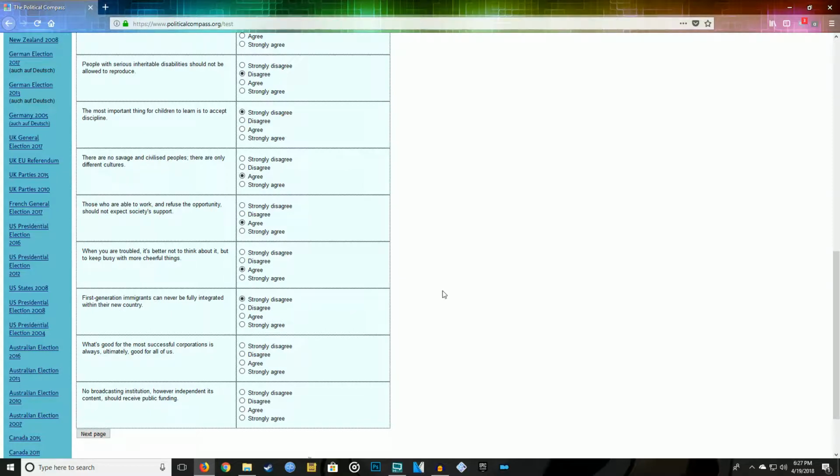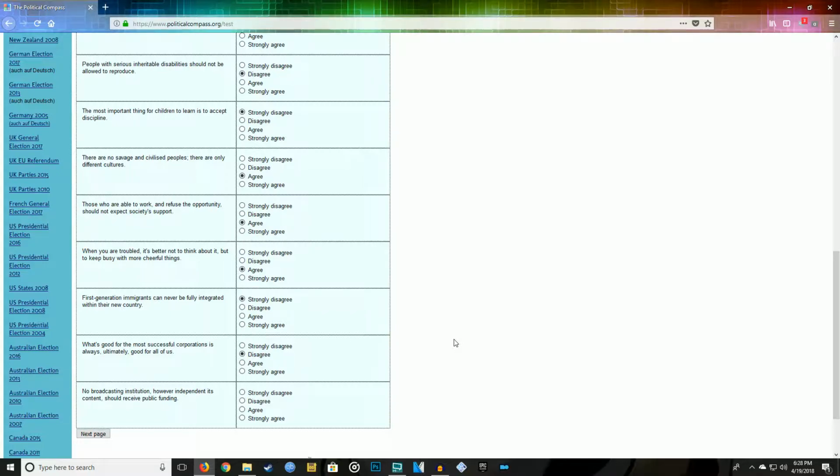What's good for the most successful corporations is always ultimately good for all of us. Disagree. What's good for the most successful corporations is money and them raking in tons and tons of money. And the people at the very top, the CEOs and everybody, are going to hoard that money. And they're not going to pay their fair share of taxes. And they're going to hide it in offshore Swiss bank accounts. And then they're going to pass all those millions onto their kids. And then the cycle is going to continue. So, no, it's not ultimately always good for us.